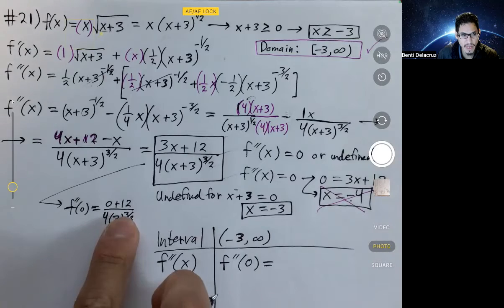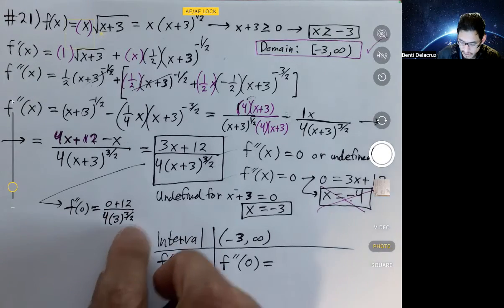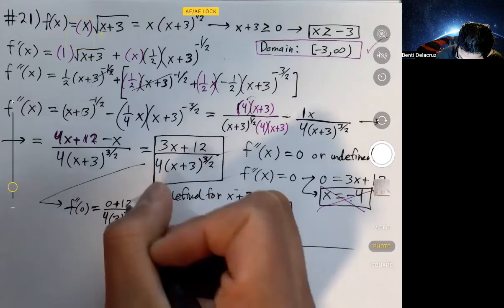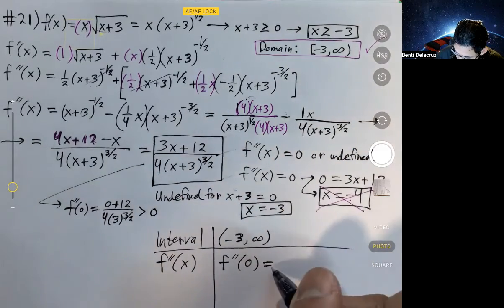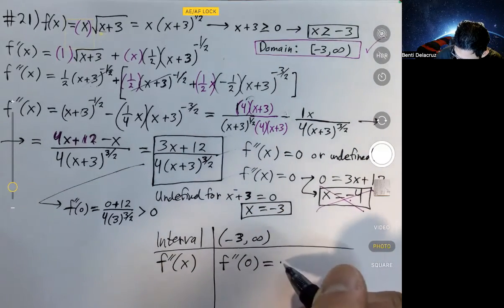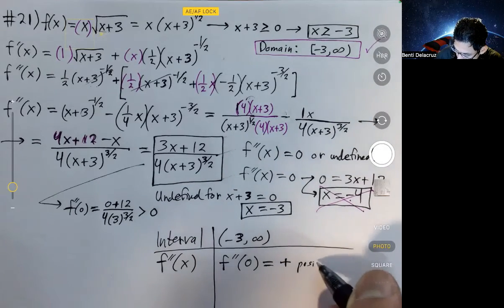And this doesn't even matter. In other words, you don't have to find the exact value. You just have to know what the sign is. And this is a positive over a positive, so you know this is going to be greater than 0. So this is a positive number. So I'll put a plus, a positive.